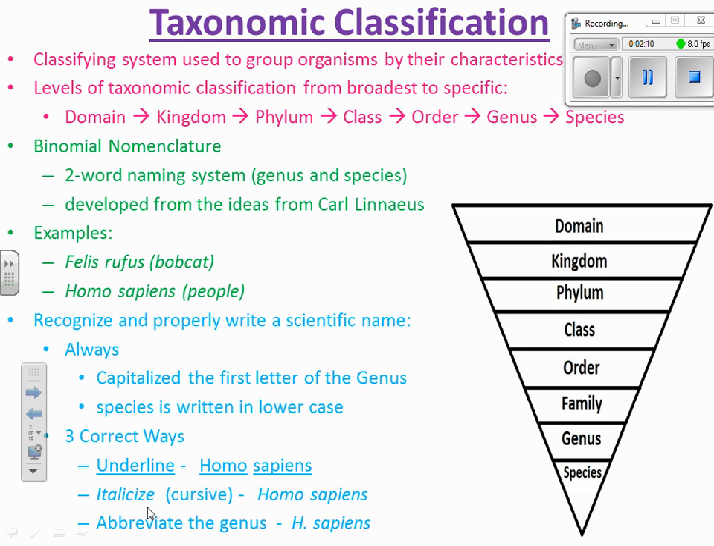You can italicize it, which is kind of a slant or a cursive way of writing it. If you were going to handwrite it, you can italicize on the computer. So Homo sapiens is kind of slanted. Again, the H for the genus is capitalized. Or you could abbreviate the genus. So I just have H, and then I write out the species of sapiens.